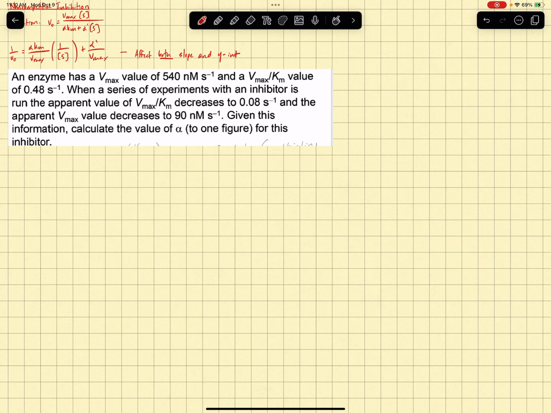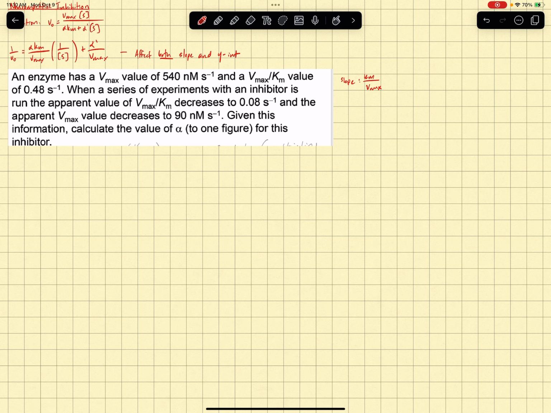The thing to recognize here is that in competitive inhibition, the slope gets modified. And he's given you slope values. He's given you the reciprocal of slope values because he gave you Vmax over Km, and the slope is going to be Km over Vmax. So you just have to flip the number.